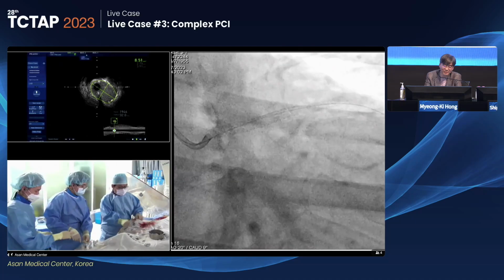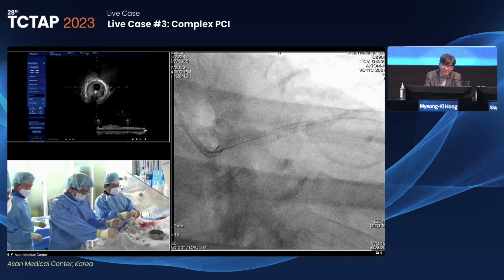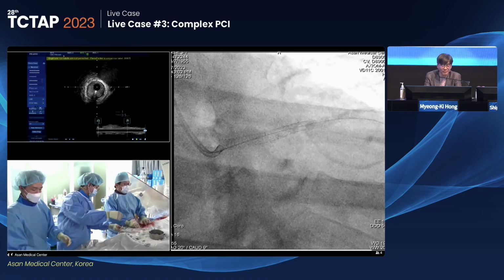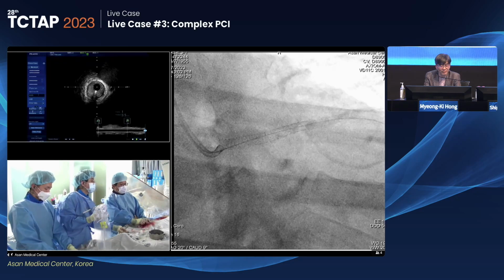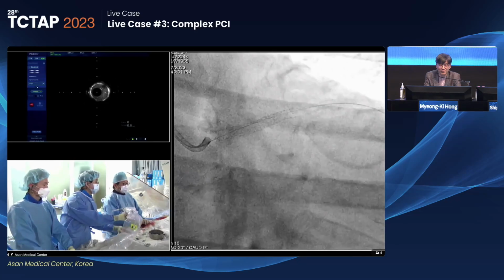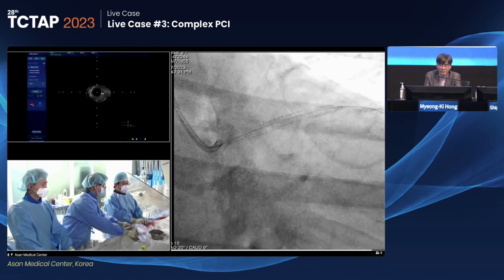Let's look at some changes in the minimum stent area at the proximal LAD by IVUS. The proximal LAD minimum stent area is bigger, apposition is good, and expansion is good. I'd like to finish my procedure and take the final angiogram.